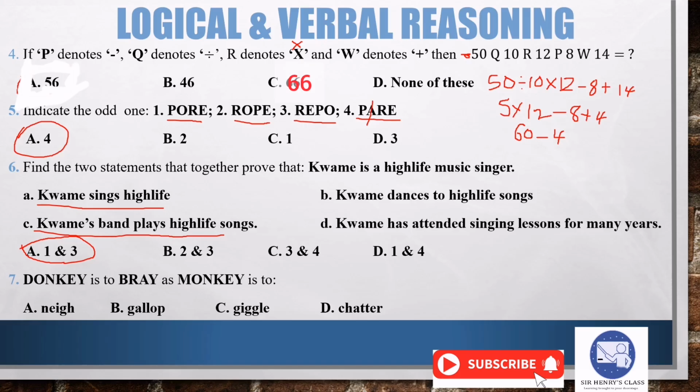7. Donkey is to bray as monkey is to chatter. So the sound made by a monkey, they chatter. You know, the sound that they produce, chatter.